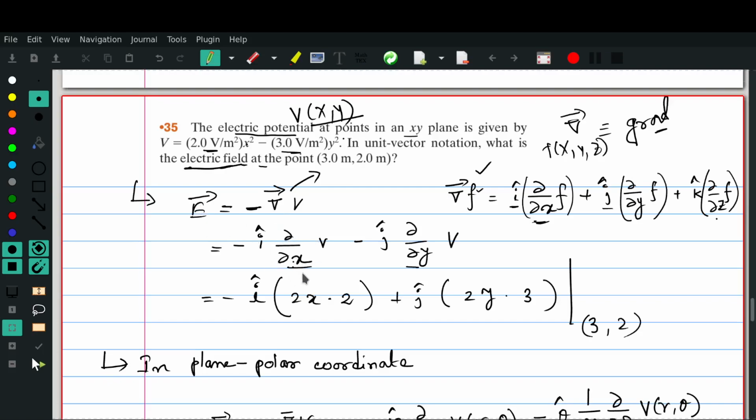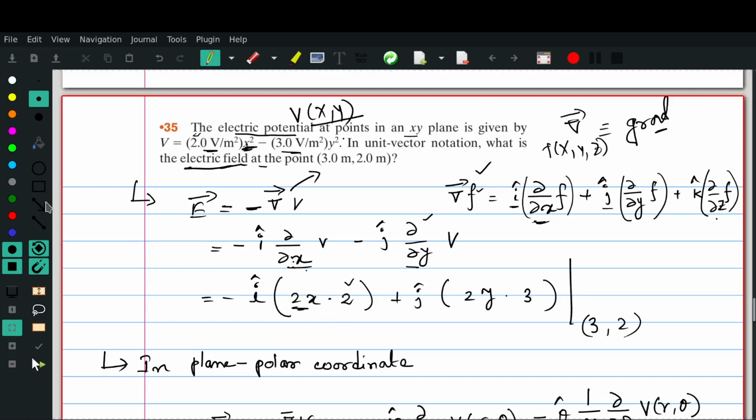You take a derivative with respect to x and multiply by the unit vector i hat, and you take a derivative with respect to y and multiply by j hat. You just take the partial derivatives. Partial derivative del x means we will only differentiate on this x. So what does this give us? This gives us 2x times some constant number, which was 2 here.